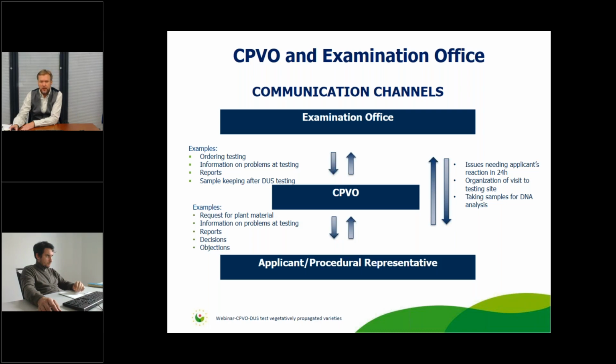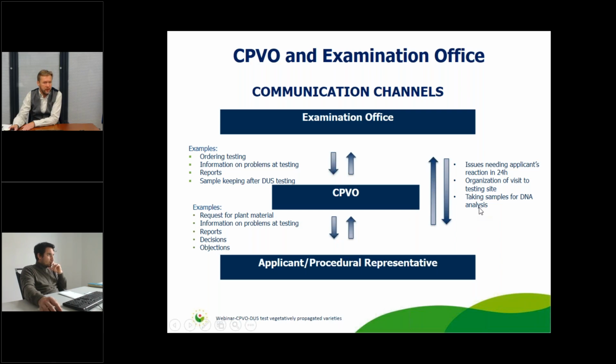What the applicant hears from the CPVO is a request of material, information on any problems, reports, and the decisions. If a third party has lodged an objection, of course, the applicant is informed on any objections. Between the office and the examination office, we order the testing, we are informed on problems, we get reports, and if need be, we take a decision that samples need to be kept.